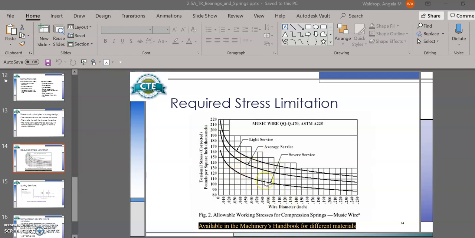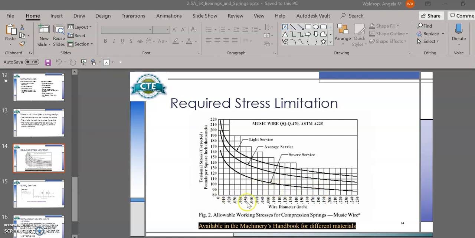So I'm going to show you how to use this chart. For a spring wire of 0.04 and a severe service level, if you cross over, you'll see that you're only allowed to have 100 KSI of stress. Anything higher than that would be bad because it's above the curve. If you look at 110 KSI and an average service level, you go over here, you'll see that you're allowed to have a spring diameter size of 0.18.